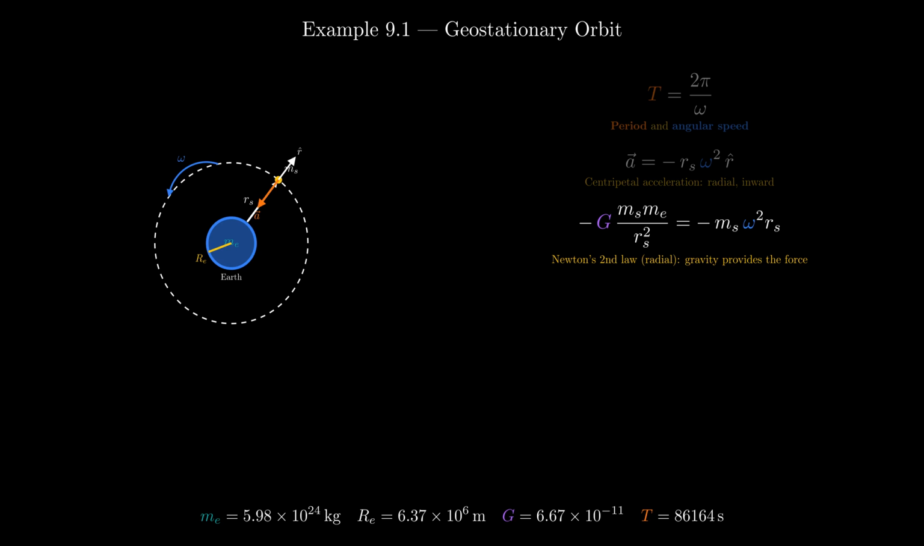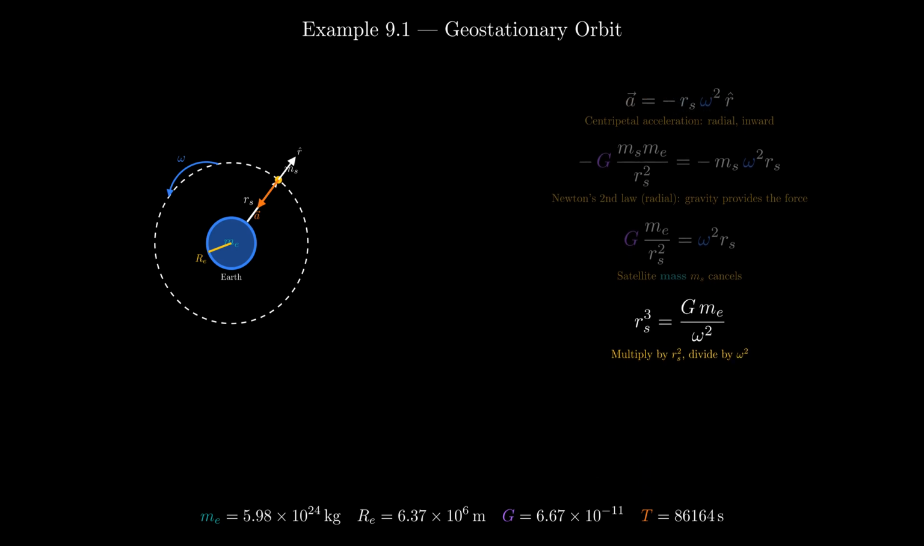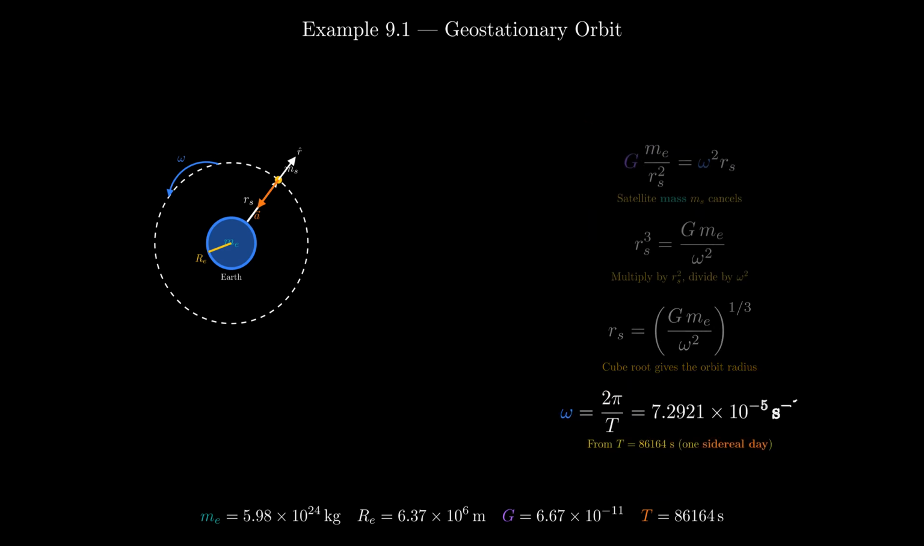Notice that the satellite's own mass, m sub s, appears on both sides, so it cancels. The orbit does not care how heavy the satellite is. Dropping the minus signs and the shared mass, we have G m sub e over r sub s squared equals omega squared r sub s. Multiply both sides by r sub s squared and divide by omega squared, and r sub s cubed equals G m sub e over omega squared. Take the cube root, and r sub s equals the quantity G m sub e over omega squared, all raised to the 1/3 power. Now the numbers.